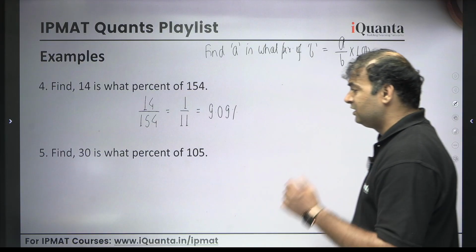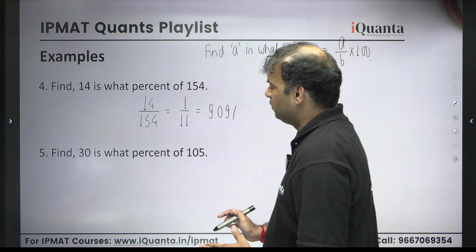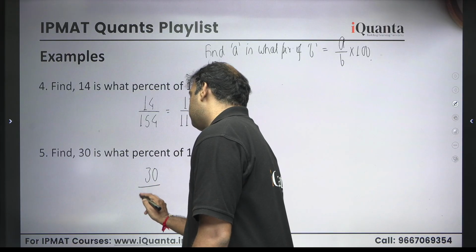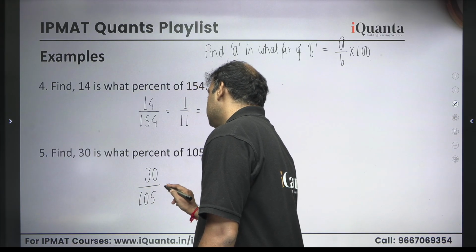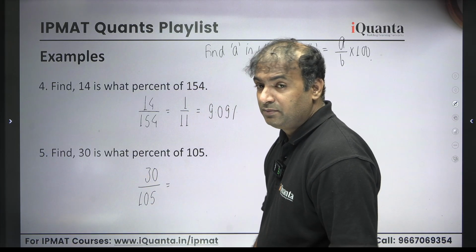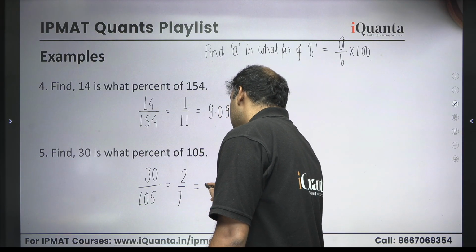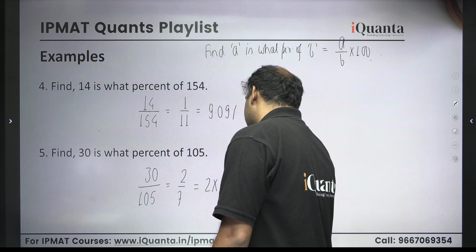All right, now the next one is: find 30 is what percentage of 105. So guys, the same step, a upon b, 30 upon 105. You can see that both the numbers are multiples of 15, right? So this has to be 2 upon 7. Next thing we can say, this is 2 into 1 by 7, right?